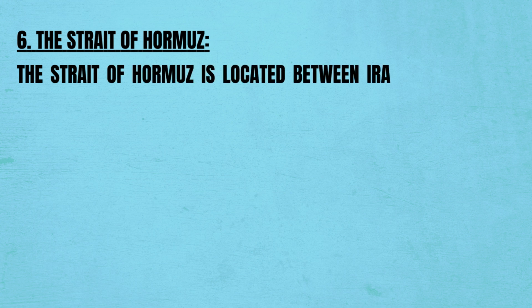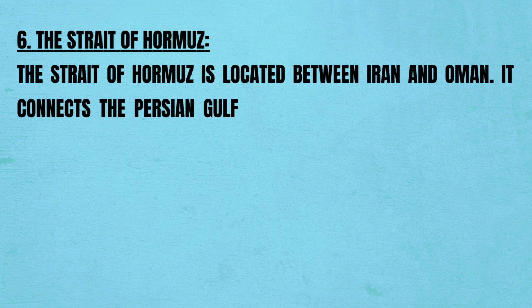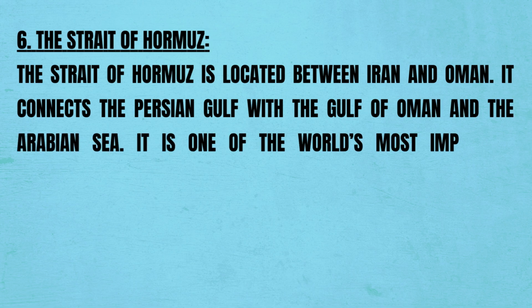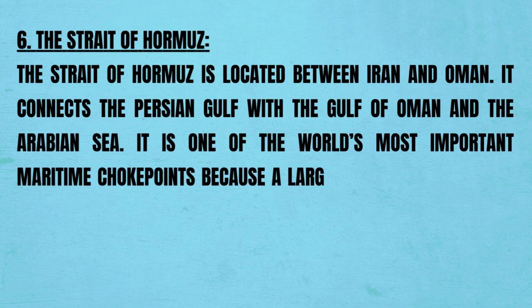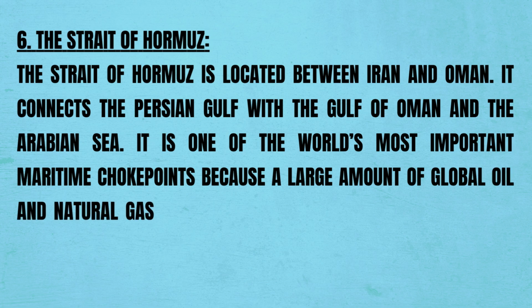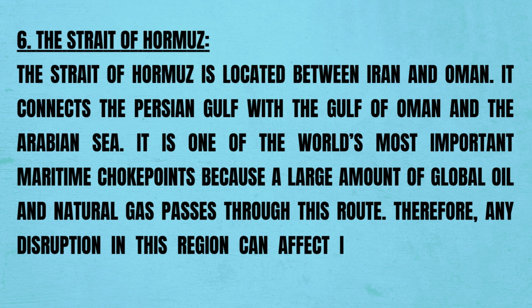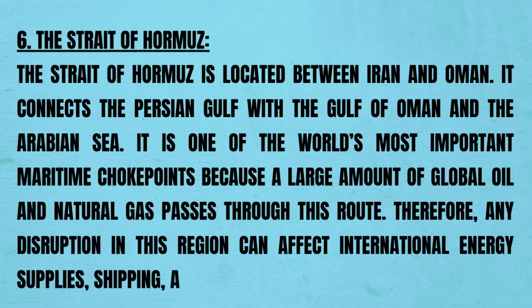6. The Strait of Hormuz. The Strait of Hormuz is located between Iran and Oman. It connects the Persian Gulf with the Gulf of Oman and the Arabian Sea. It is one of the world's most important maritime choke points because a large amount of global oil and natural gas passes through this route. Therefore, any disruption in this region can affect international energy supplies, shipping, and global oil prices.